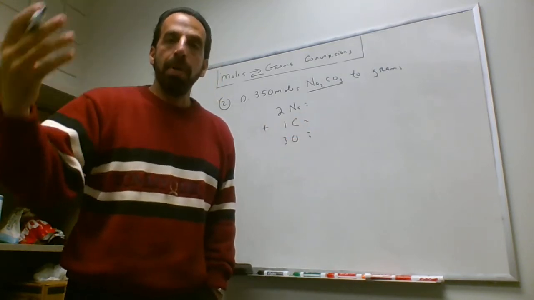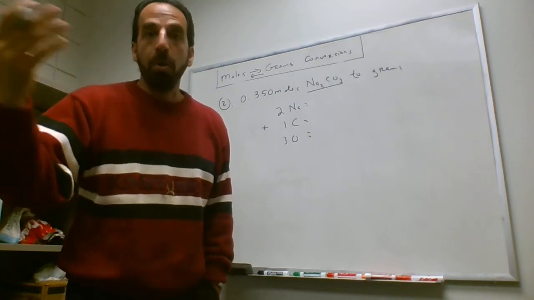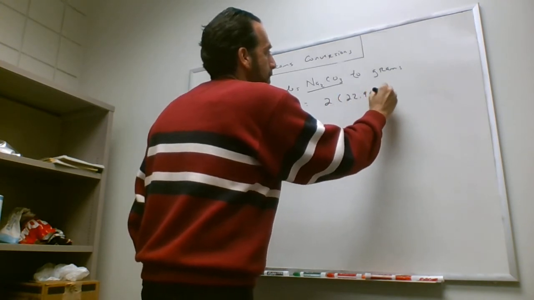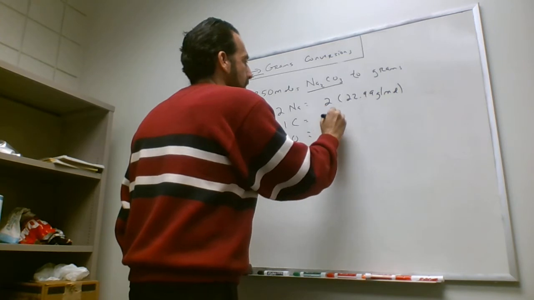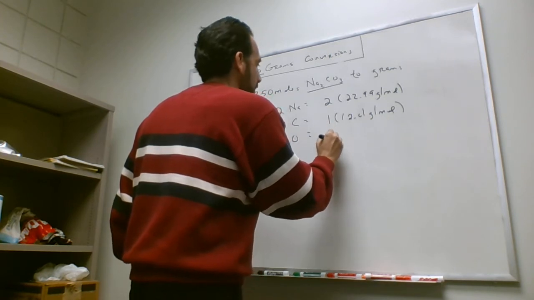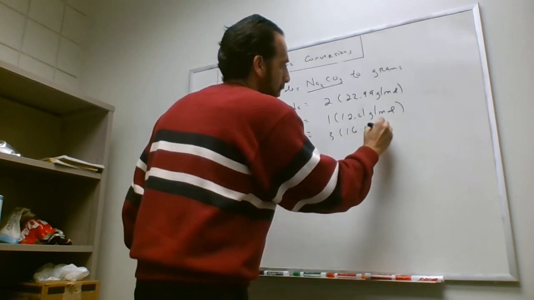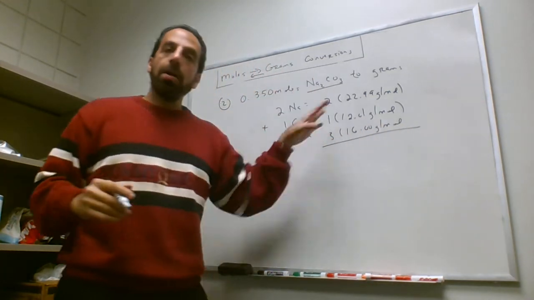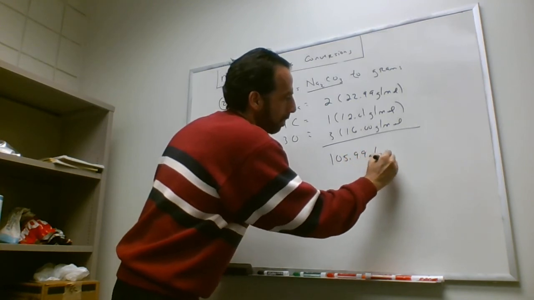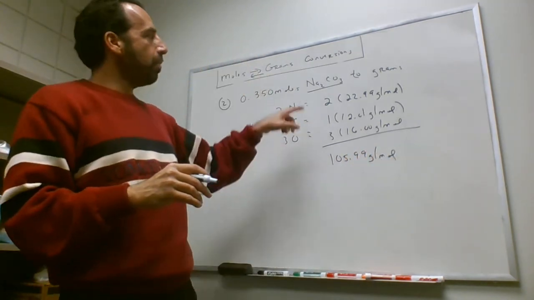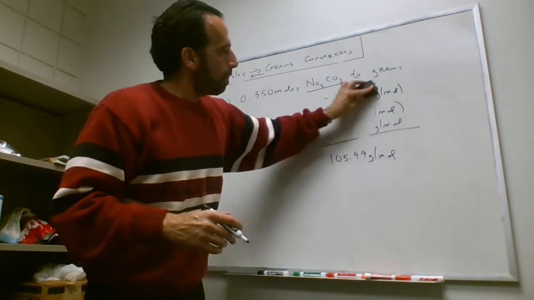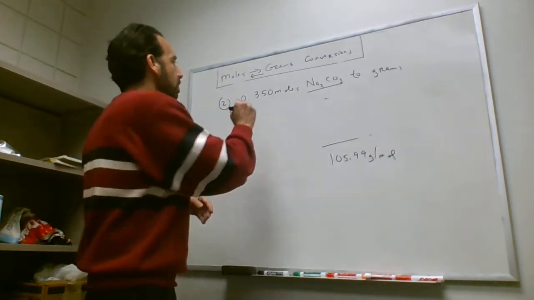So again, you look up the atomic masses, which is just the molar masses in terms of grams. So 22.99. You add all these up, it's 105.99 grams per mole. So whenever you have a compound now, you just add up the individual atomic masses. I'm going to go ahead and rewrite this now in terms of unit factors.